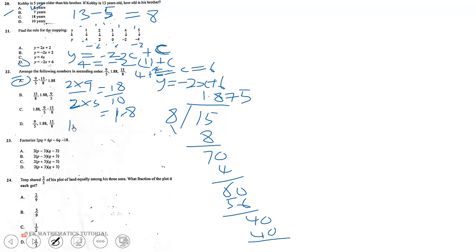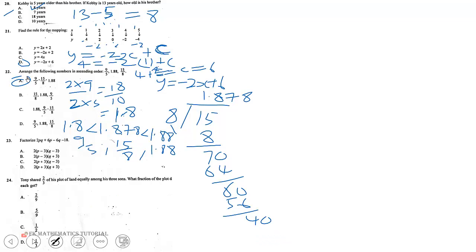So it means these things will go like this. We have 1.8, then followed by 1.875, then followed by 1.88. So the correct answer will be option A, which is 9/5, then corresponding to 15/8, then 1.88.